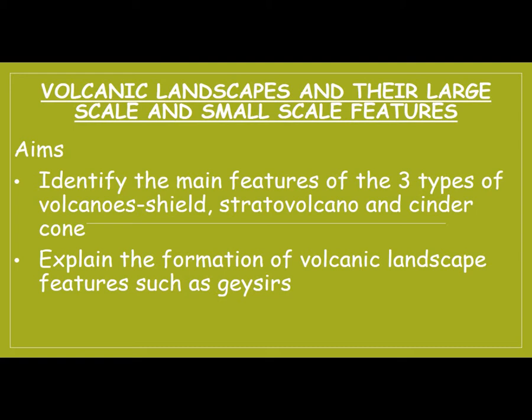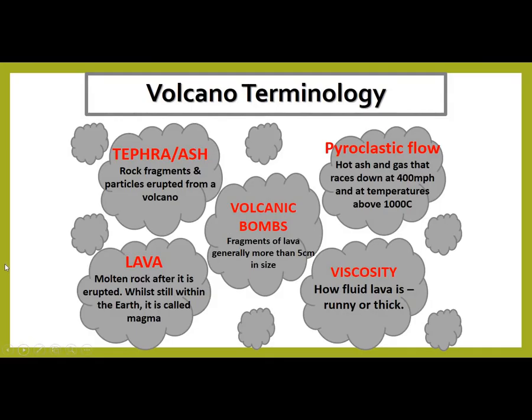Okay, so we're going to first cover the types of volcanoes: shield, strato and cinder, and then we're going to look at other associated formations like geysers and lava tubes and things like that. Now there's some key terms first off that you're going to need to write down in your book that we're going to be using today. Okay, tephra and ash, volcanic bombs, a pyroclastic flow, lava and viscosity.